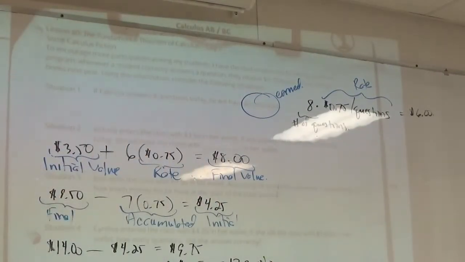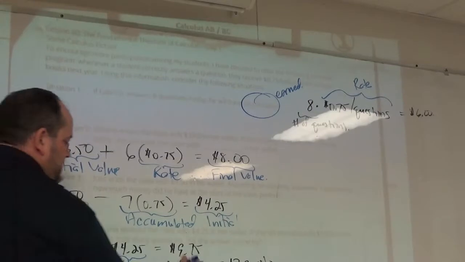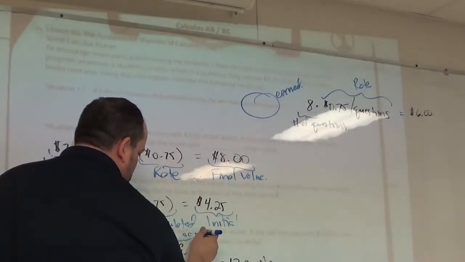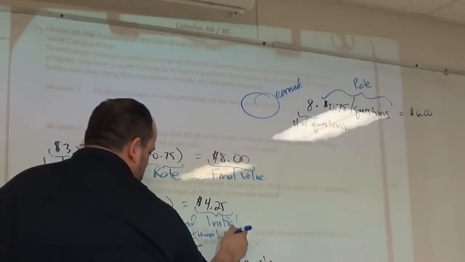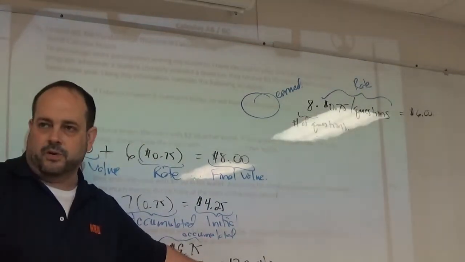13 questions. And just as a quick vocab moment, one more time. The $14 represented what? Final value. The 4.25? Initial. 4.25 is the initial. This 9.75 is what you accumulated. It's what you earned. And then we divided by the rate to get the number of questions correct.